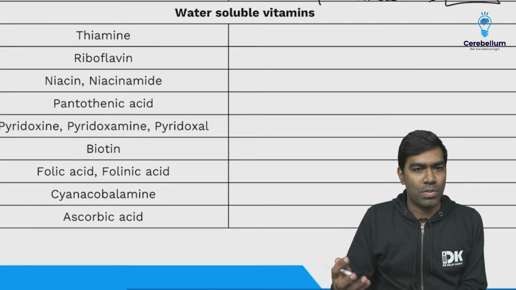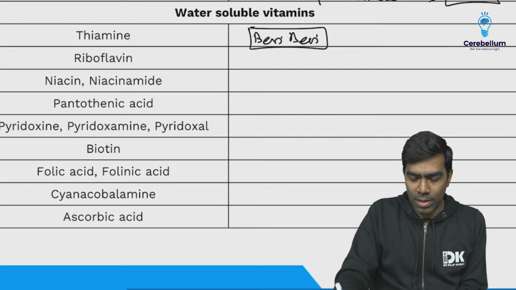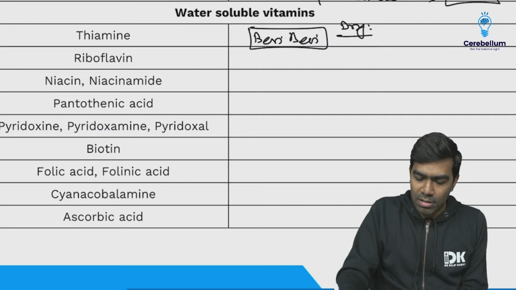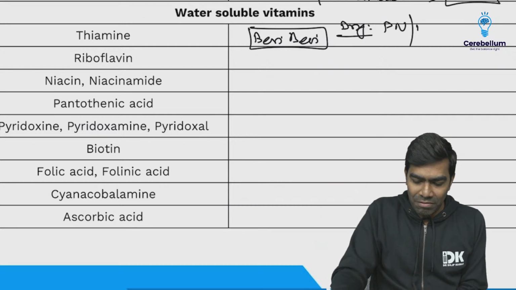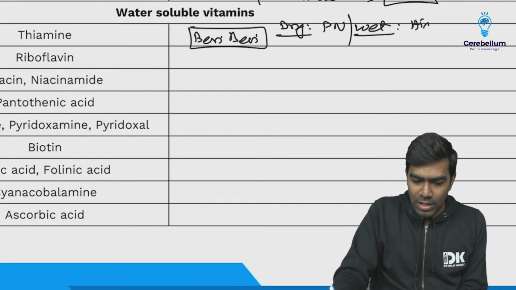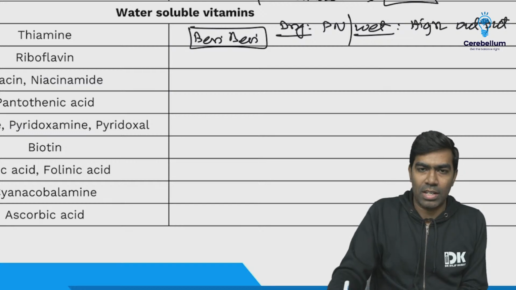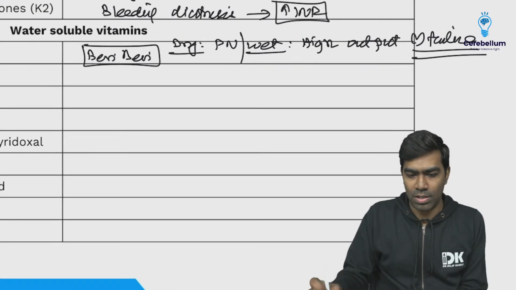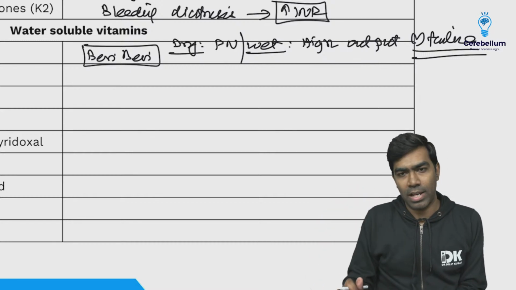And what are the problems due to water-soluble vitamin deficiencies? Thiamine deficiency will produce beriberi. There are two types of beriberi. Dry beriberi will produce peripheral neuropathy predominantly, ataxia and all. Wet beriberi will typically produce high output cardiac failure. So cardiac failure is the key point here in beriberi. So dry beriberi, peripheral neuropathy; wet beriberi, high output cardiac failure.